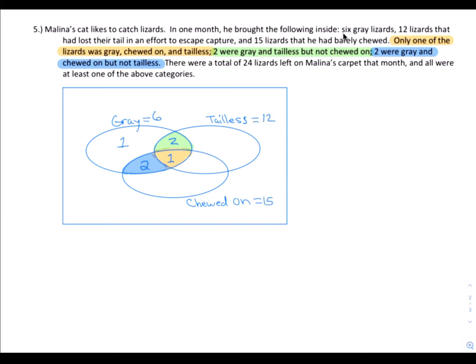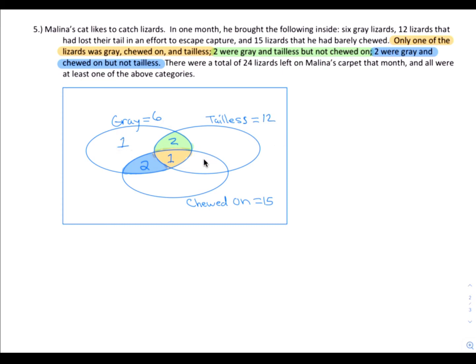Now in the problem, it says that there were 6 gray lizards. So all the numbers in this circle that says gray must add up to 6. We have 2 plus 1 plus 2, that makes 5. So that means we only need 1 more to go in this section. So all of these numbers add up to the 6. And so 1 would go here.